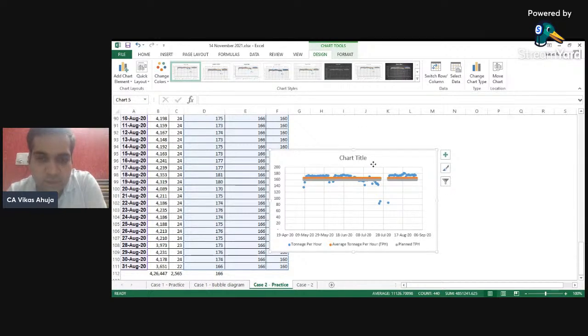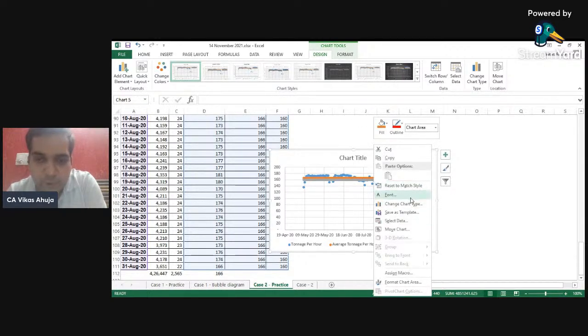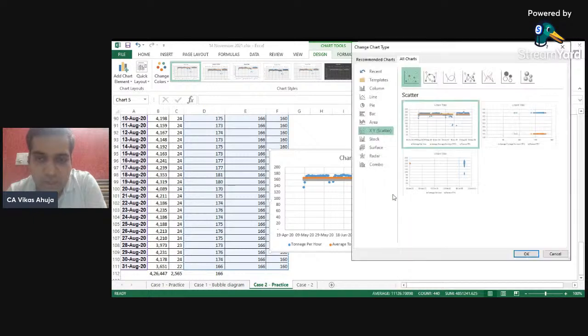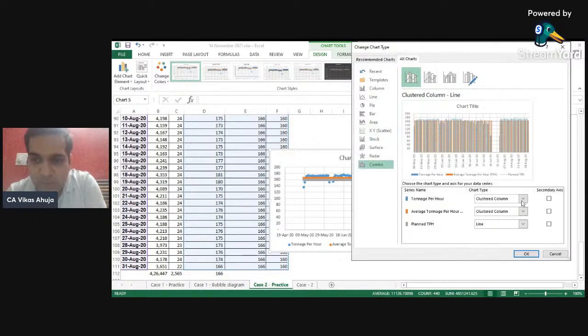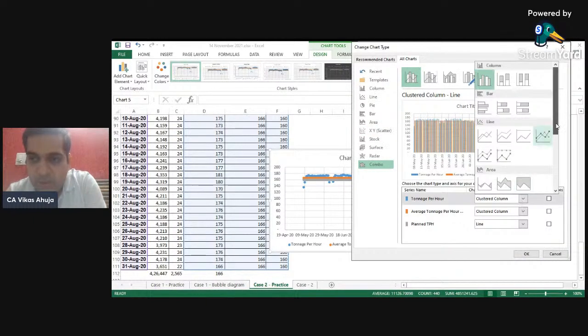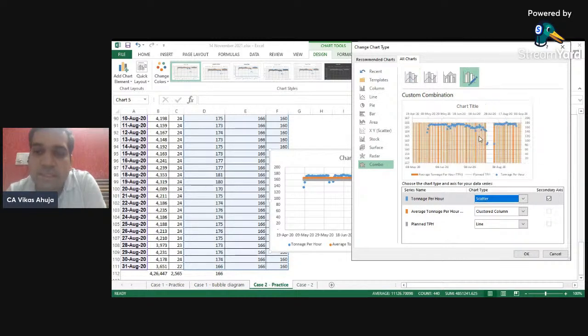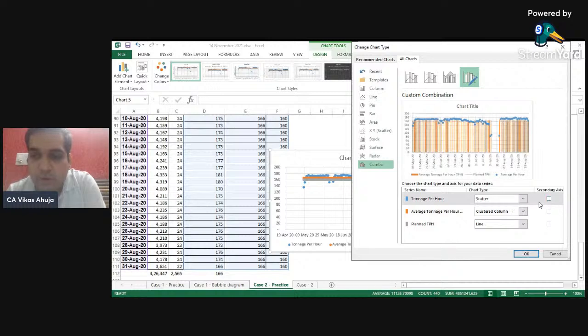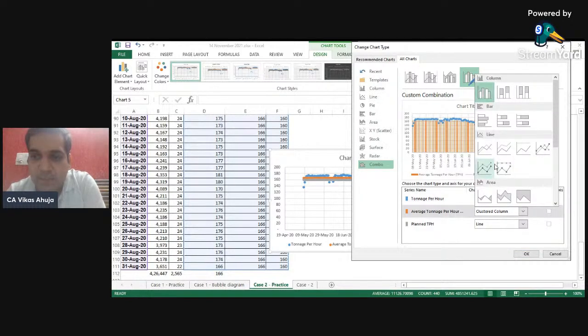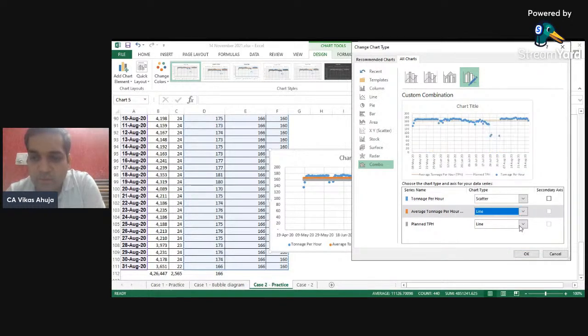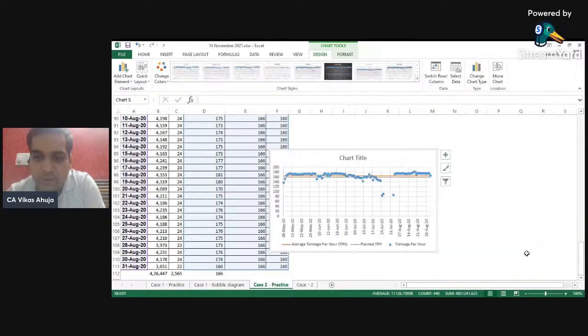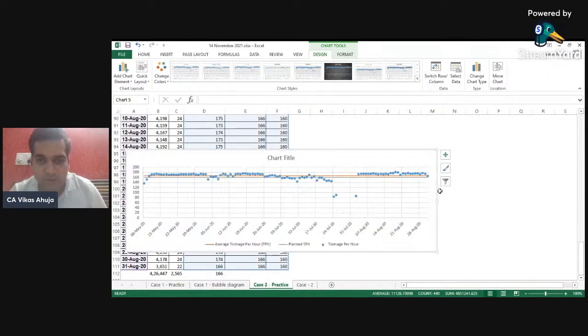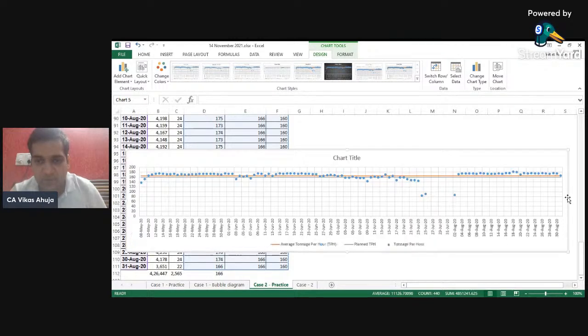So after we inserted a graph, we went on to change the chart type. We selected combo. For the first one, the tonnage per hour, we selected scatter diagram. No secondary axis, we want everything on a single axis. Line graph, this also line graph, it's perfectly fine. And then we just stretched it. In these kinds of graphs, the more the data, the better it is.